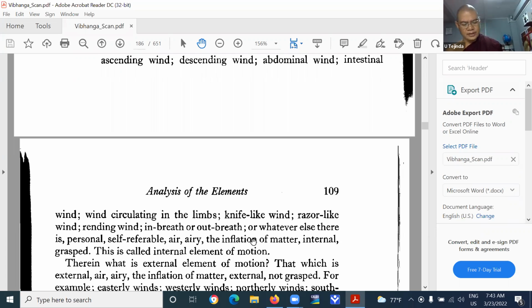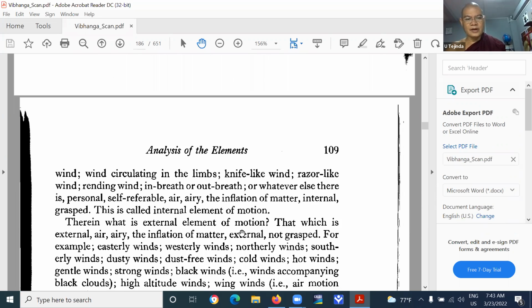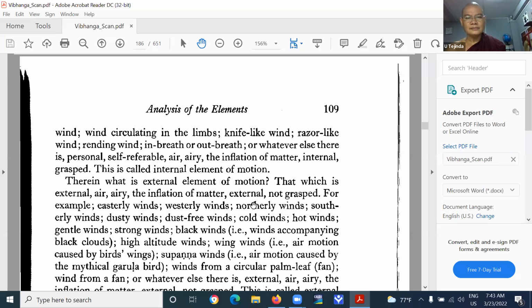So two kinds of wind here. Let's see, this is external. Puratthima vata, easterly winds, westerly winds. The Pali term, you have to know the Pali term only here. Puratthima vata, Pacchima vata, Uttara vata, northern wind. Dakkhina vata, southern wind. Sarajo vata, Araja vata.